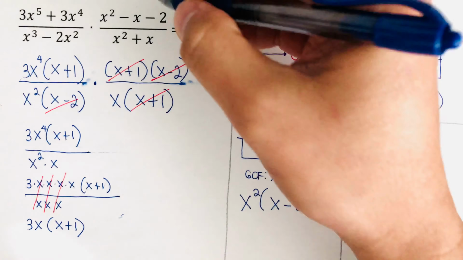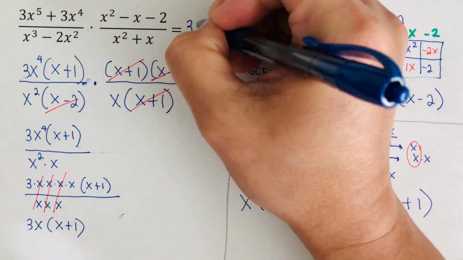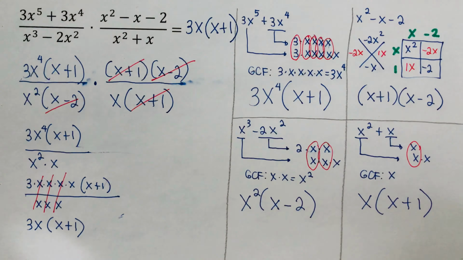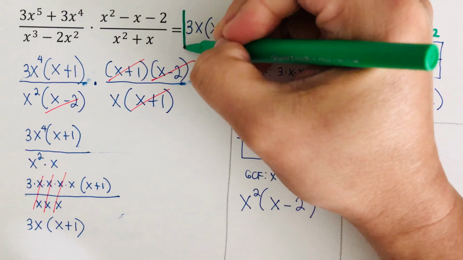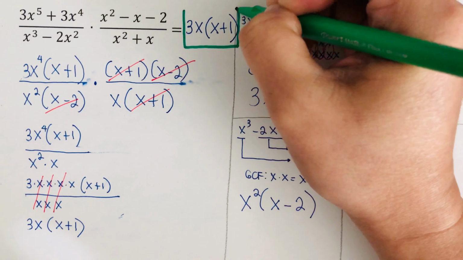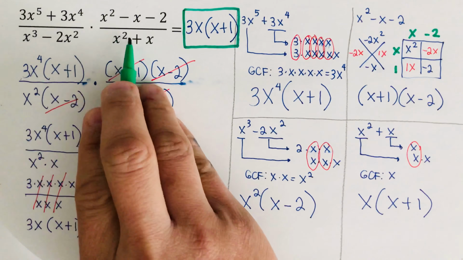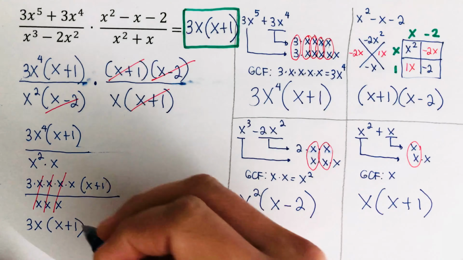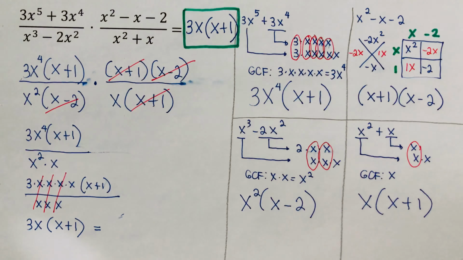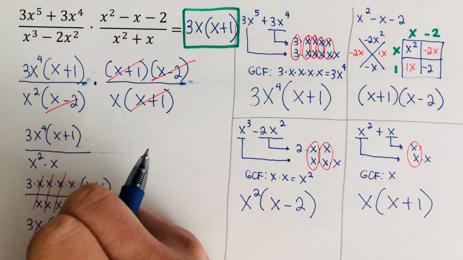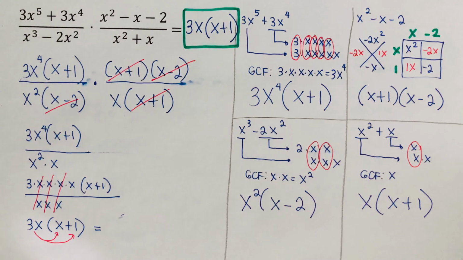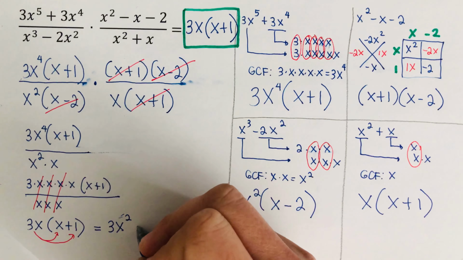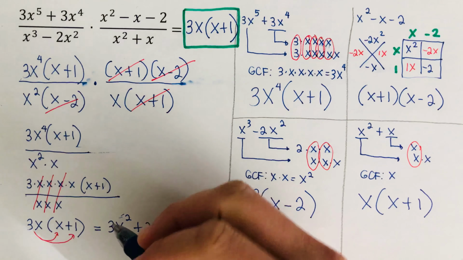So then the final answer that we can have here would be 3x parentheses x plus 1. And this is the product for these two rational expressions. When they are multiplied together, it will come out like this. Or we can actually rewrite this using the distributive property. We can distribute the 3x to the x and then the 3x to the 1. This can come out 3x squared plus 3x. It's just the same thing.